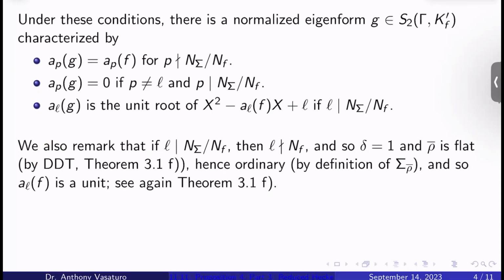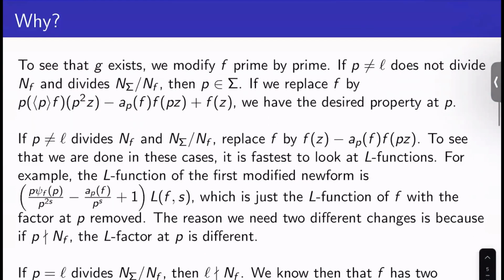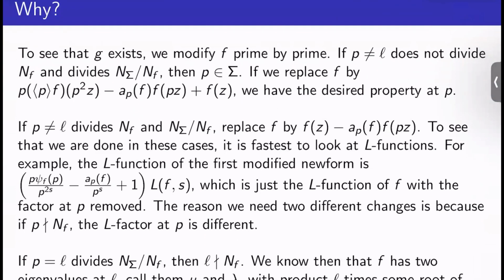Okay. So why does this G exist? Let's modify F prime by prime. So first of all, if P doesn't equal L and it does not divide N F and does divide n sigma over N F, then P is in sigma. And so if we replace F by the new form, no pun intended, P times diamond of P F times P squared Z minus A P F times F of P Z plus F of Z, then we have our G. That guy has the desired property at P from the last slide.